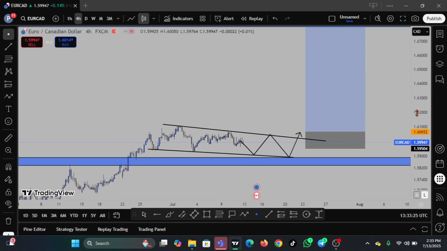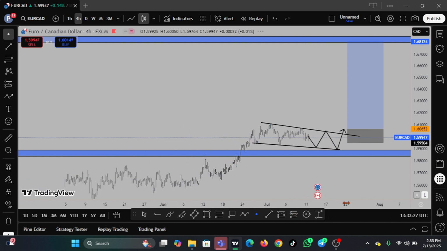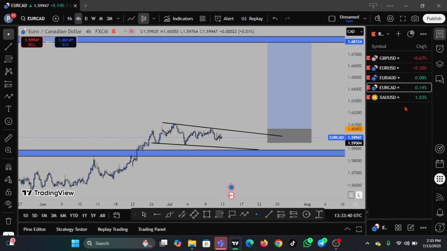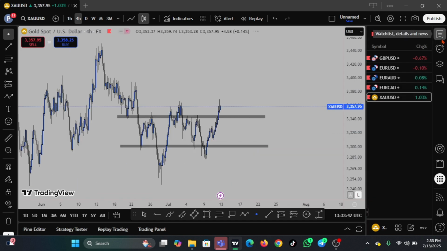So all of these are going to be a major swing trade for me, which when I get my entry, and as far as the market is really dancing to my tune, I might be looking to hold this for a while. And lastly, we have gold.